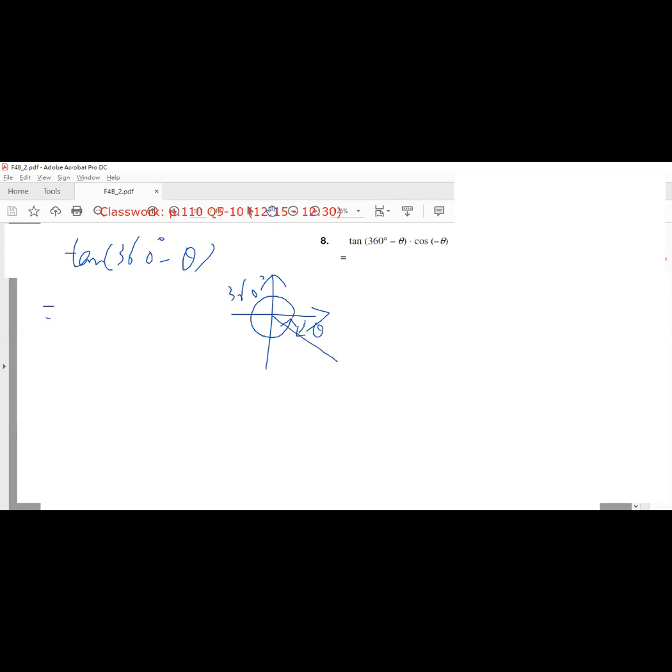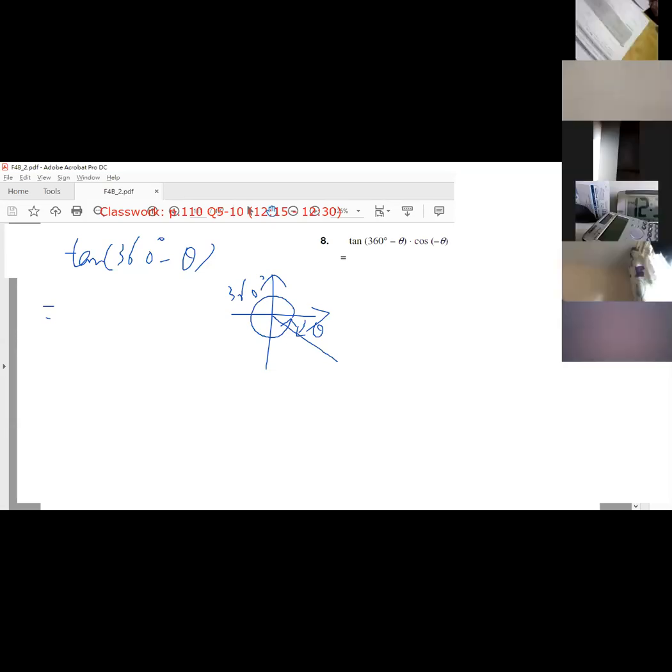So this is theta. Okay. So this is 360 degrees minus theta, and the side will be stopping at this box. According to the ASTC, this is the box of cosine. But we are sine. We are tangent here. Okay, we are tangent. So we should get a negative. Negative, and then copy the tangent.